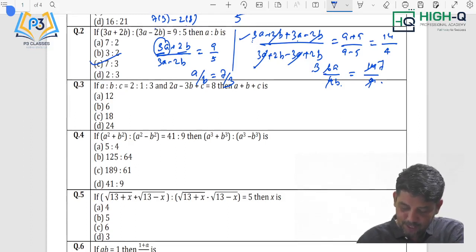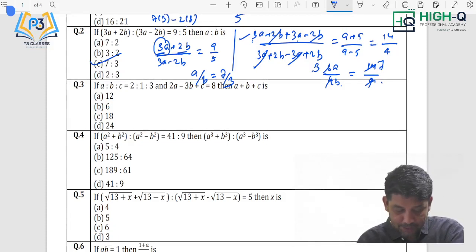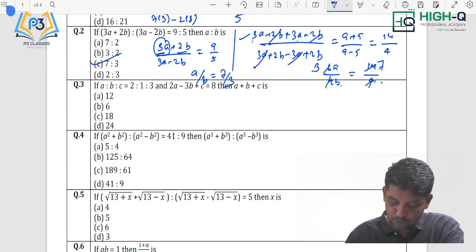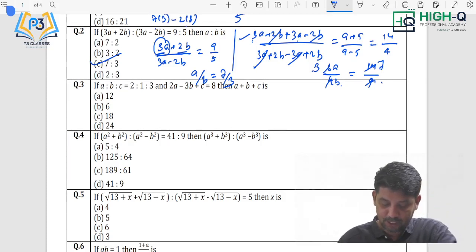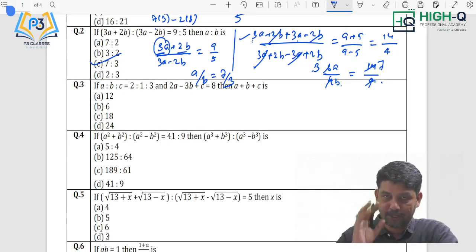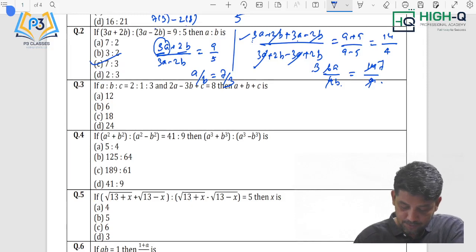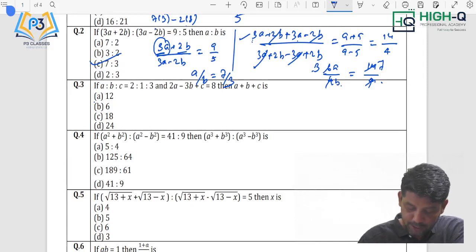Okay, next one. Sum number 3 let us do. A is to B is to C equal to 2 is to 1 is to 3. 2a minus 3b plus C equal to 8. Then what is A plus B plus C? Now listen here. Let me give you one trick. Let us take option A. First trial and error, option A.